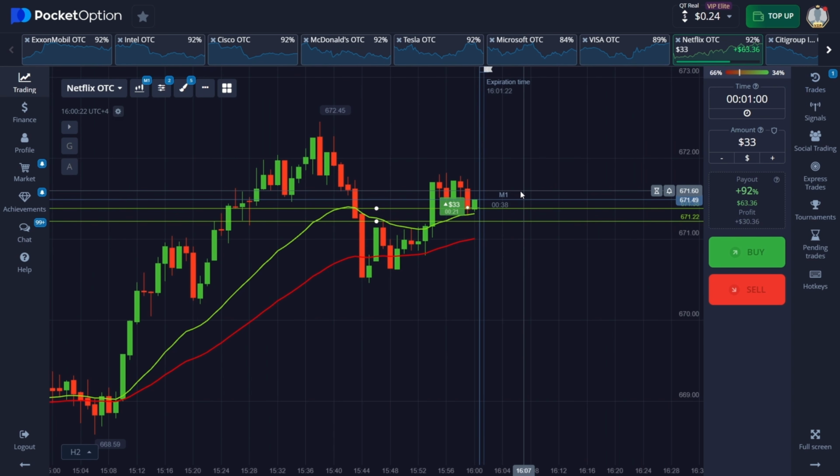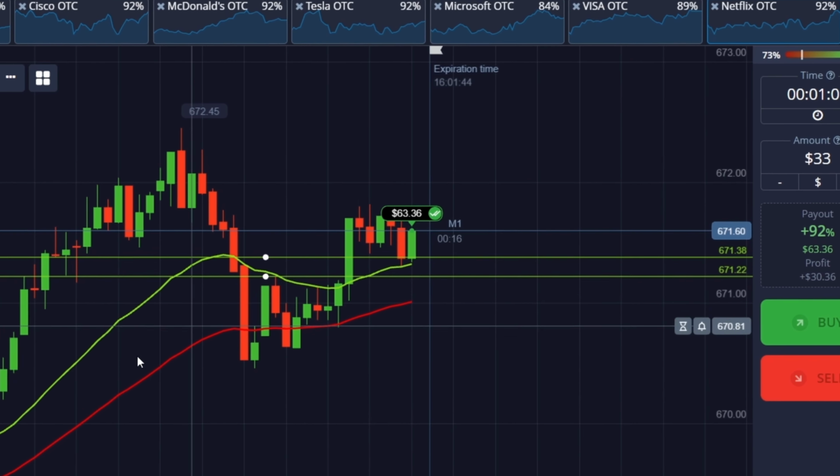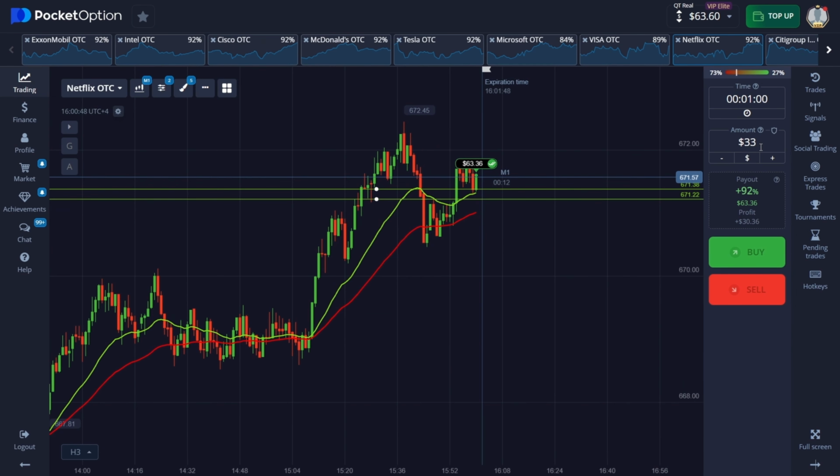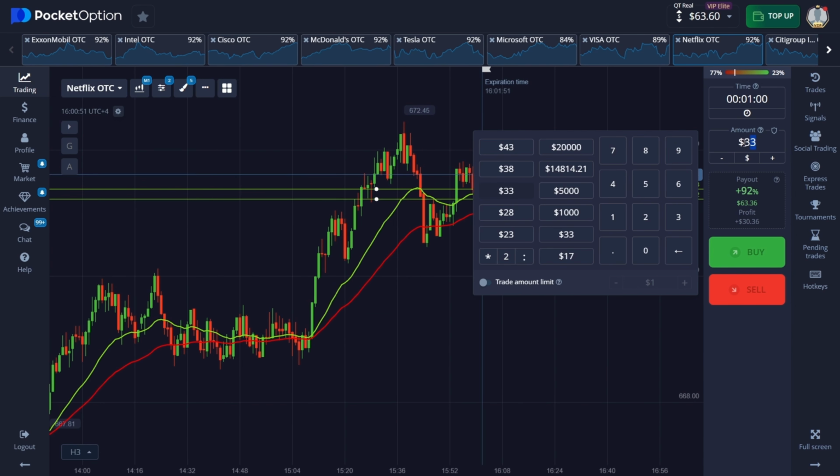The trade is now going in our favor. Only a few seconds left, and it looks like a good win. Yes, we won our third trade. Now my balance turns into $63. Let's find another trade for the compounding session.